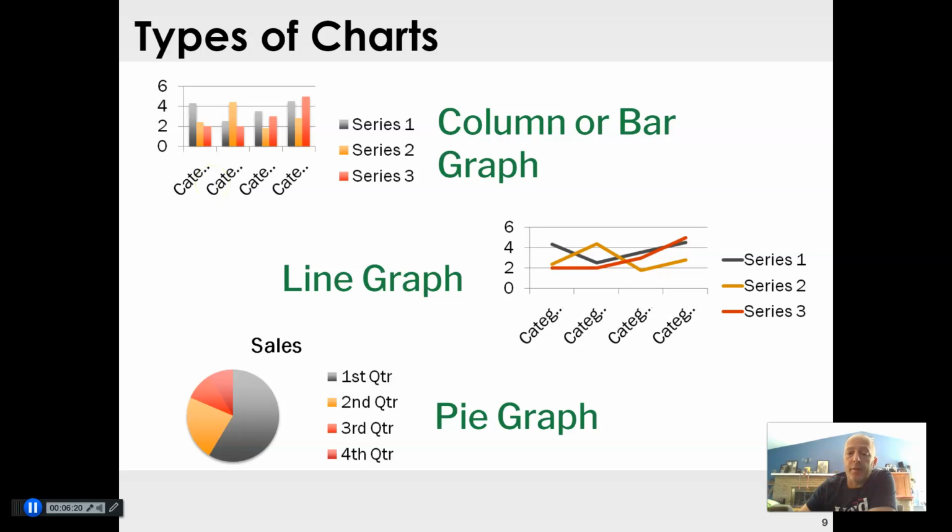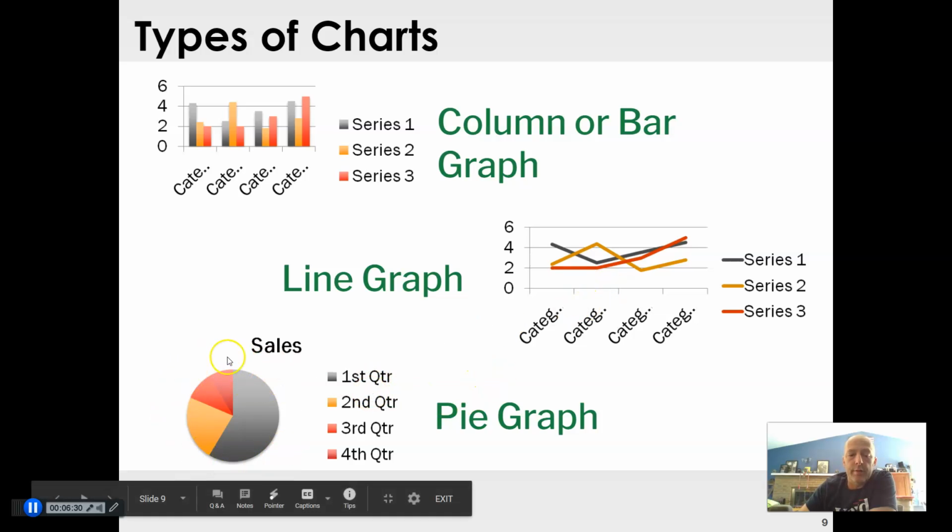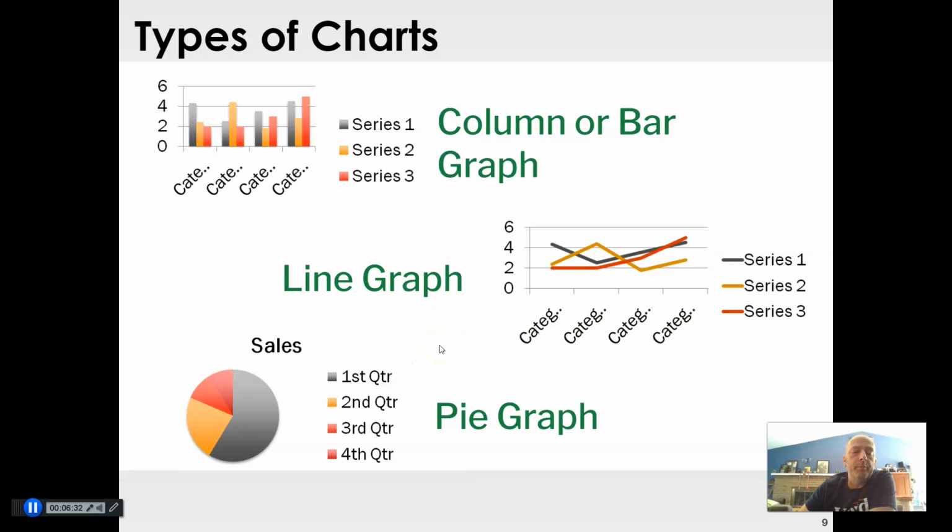We have a line graph down here, so we can have multiple sets of data, and we can compare them all on the same graph. And then we have a pie graph. The pie graph, again, is usually represented circularly. There are different versions of the chart, so you can fancy them up and have them look three-dimensional or two-dimensional. So these are the three main charts that we're going to be using the most.